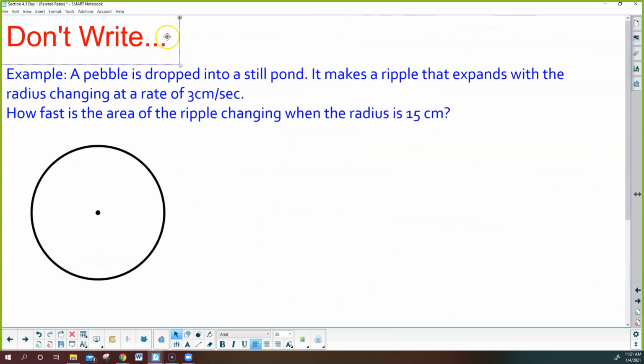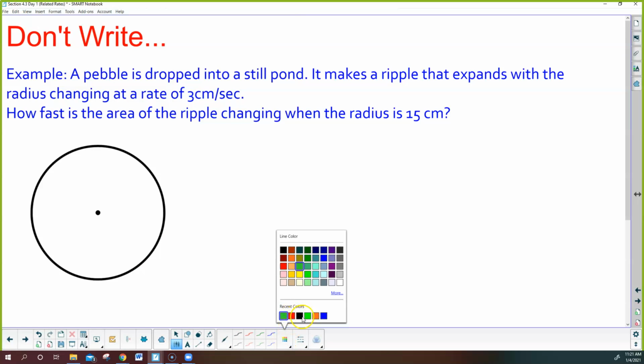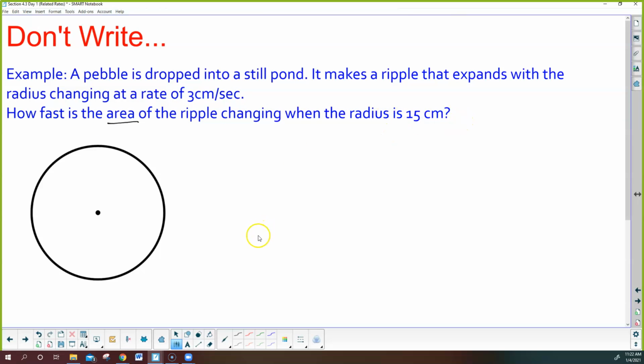All right, let's try one more. I'm going to go through this one a little faster without showing all the work and writing all the steps out. But let's take a look at what we have. So first, I'm just going to read the problem all the way through. A pebble is dropped into a small, still pond, and it makes a ripple that expands with the radius changing at a rate of 3 centimeters per second. How fast is the area of the ripple changing when the radius is 15?